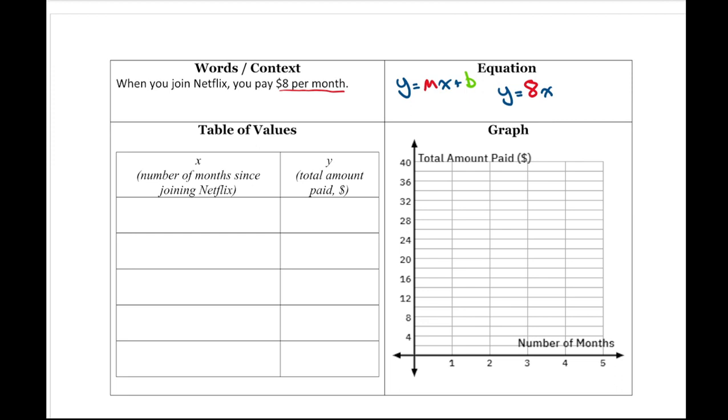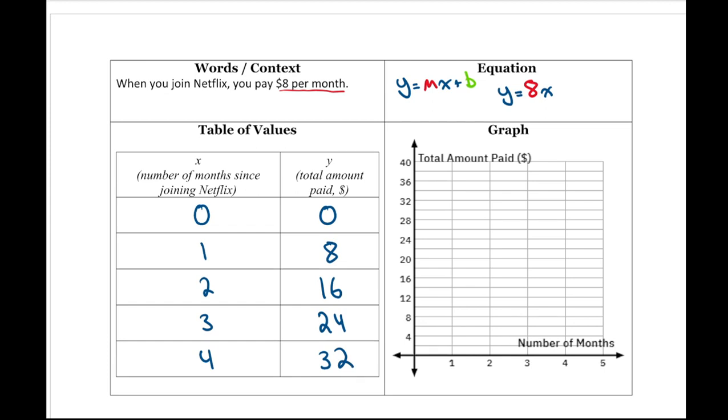Again, if you couldn't jump from the words to the equation, maybe try to fill out the table of values or the graph first. For the table of values, x is the number of months since joining Netflix. So we start at 0, 1, 2, 3, and 4. If we don't join Netflix, do we pay anything? No, we don't pay anything, so our initial amount or total amount paid is 0. If we join for 1 month, we pay $8. 2 months, well, it's another 8, so we're at $16. 3 months, 24. 4 months, 32.